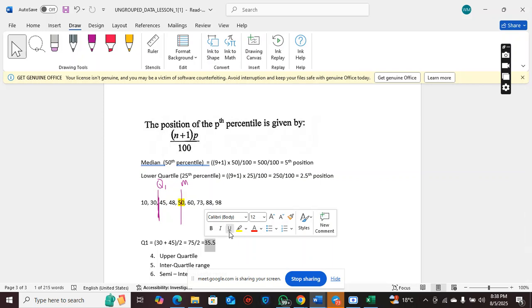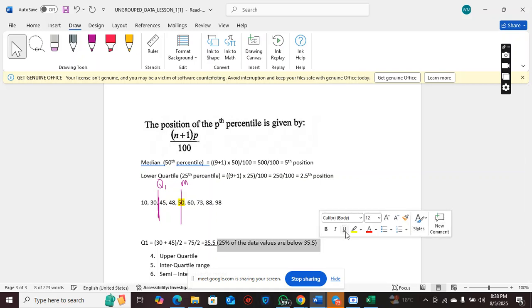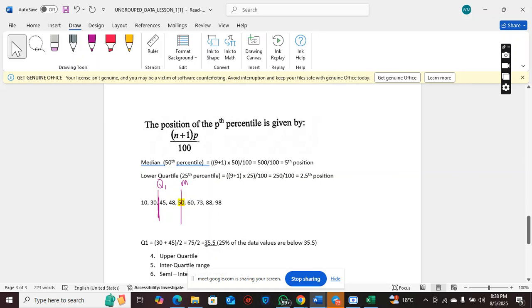So what this is telling us is that 25% of the data values are below 35.5. So if you got a 36 in this test, you did better than 25% of the class. Any questions before we now go to our upper quartile?